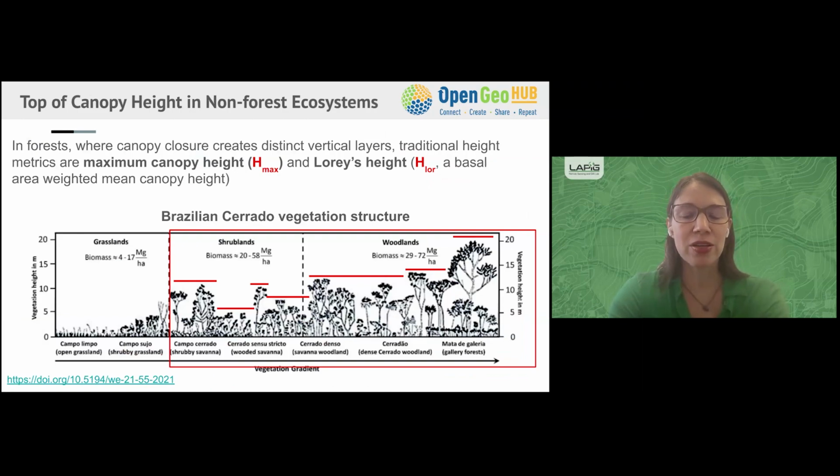So when we think about non-forest ecosystems, of course, I brought my local example, which is the Brazilian Cerrado. And you can see that there's a gradient from grasslands through shrublands, through open woodlands to more closed woodlands until we get to gallery forests. And typically what's been used in forest ecosystems is the maximum canopy height or potentially Lorey's height, which is a forestry term for a basal area weighted height. So that has to do with the diameter of the tree. And these really come from thinking about the amount of wood a tree can produce and the amount of biomass that it has. This is really helpful, as I mentioned, for forest ecosystems, but there are open questions about how applicable it is in non-forest ecosystems. Please go ahead.